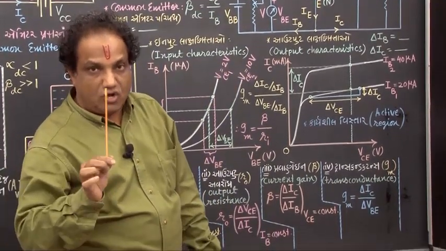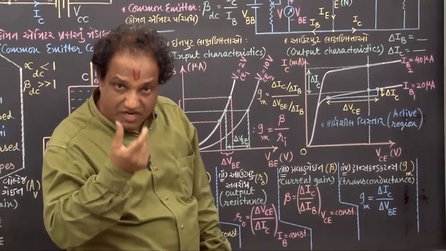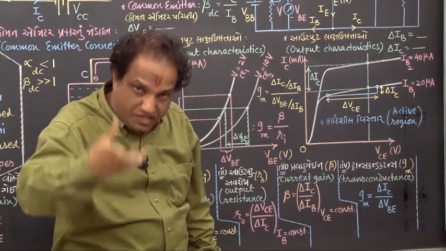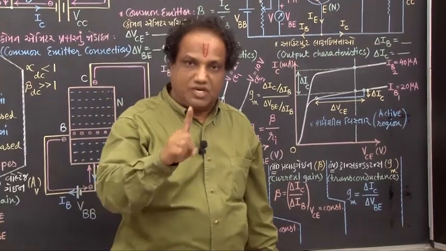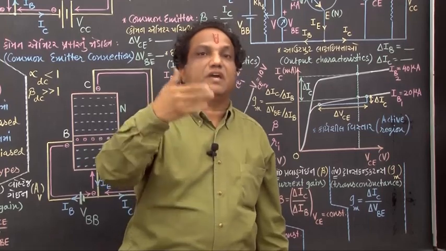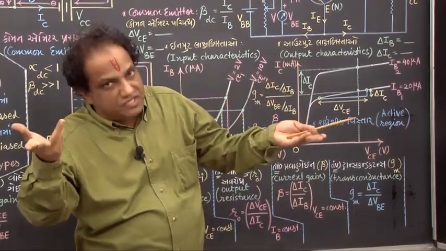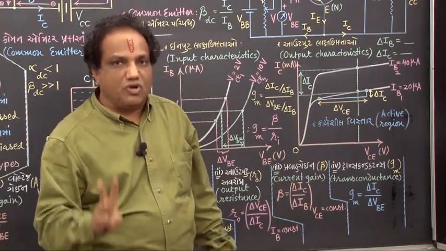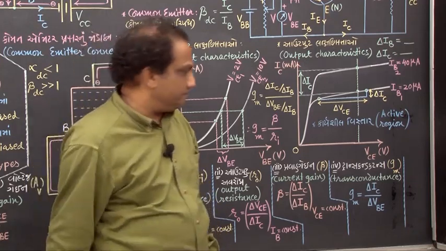The physical constants which are defined for a given transistor, which can describe the characteristics of the transistor, are called parameters of the transistor. Which are the parameters of a transistor? In the textbook, they have talked about 3 parameters. Actually, there are 5 parameters. Let us see one by one.